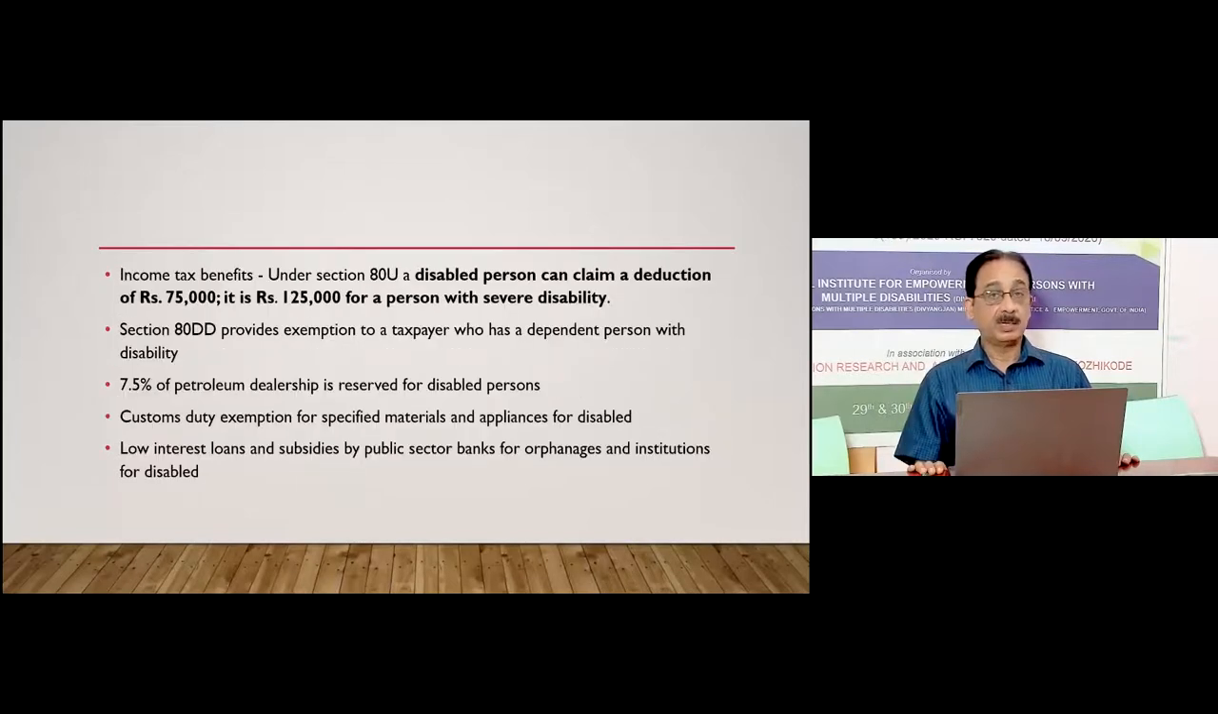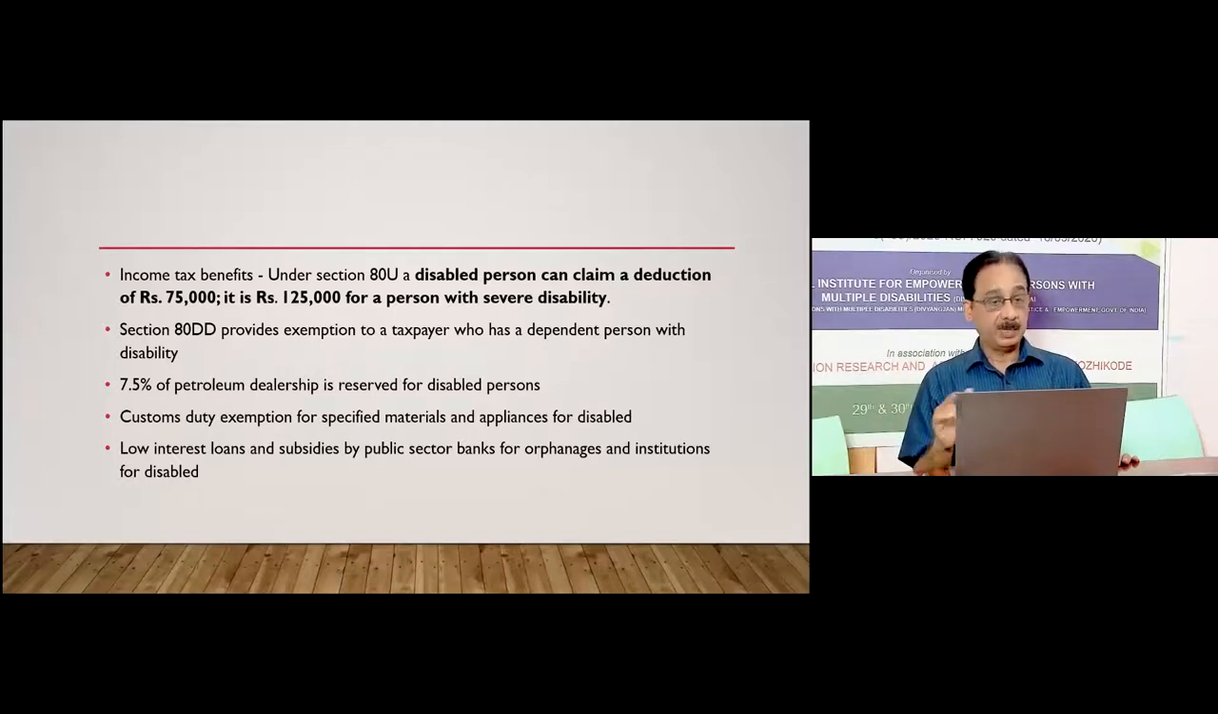Then there are certain income tax provisions for disabled individuals. Under Section 80U of the Indian Income Tax Act, a disabled person can claim a deduction of rupees 75,000 per year, an exemption of 75,000. This is for a person with a 40% or above disability. And for a person with a severe disability, that is above 80%, there is a provision for exemption of 1,25,000 from the income tax or taxable income.